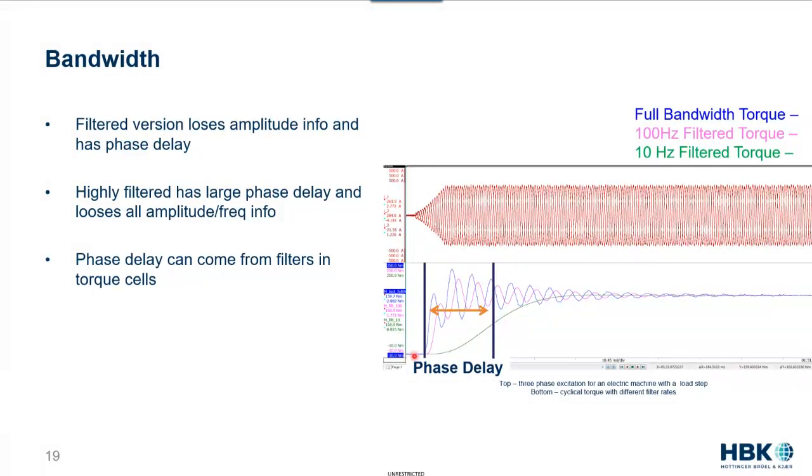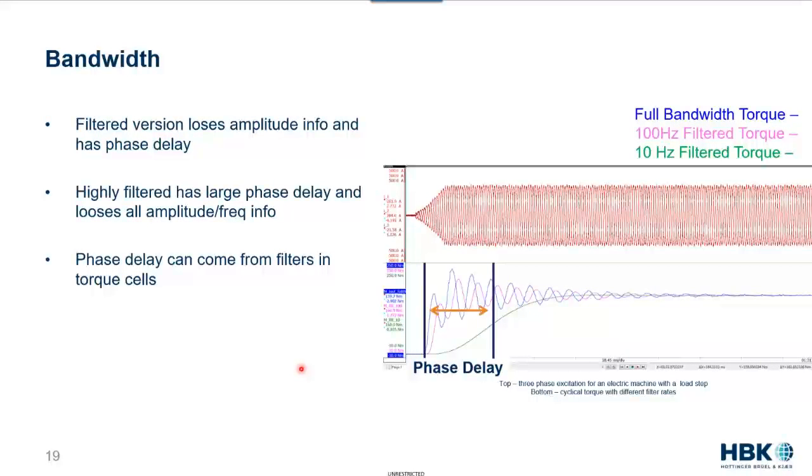The third signal you see here is the green, and that has a 10 hertz filter on it. And with that signal, we're really not seeing any of the dynamic behavior at all. Now, in some applications, that may be fine. You may not need to know that. But if you're trying to, as I said, size components, predict lifetimes, really understand how your system is operating, that highly filtered signal just isn't going to give you the information that you need.